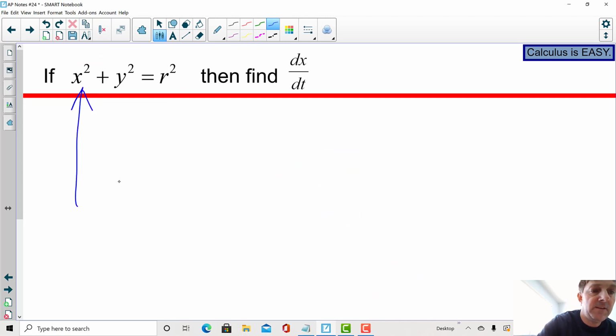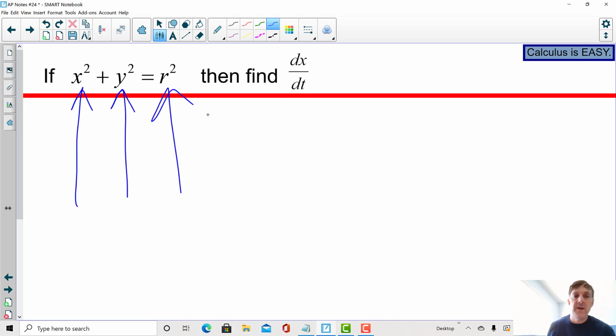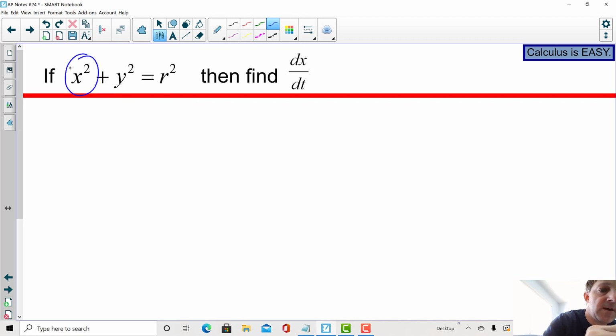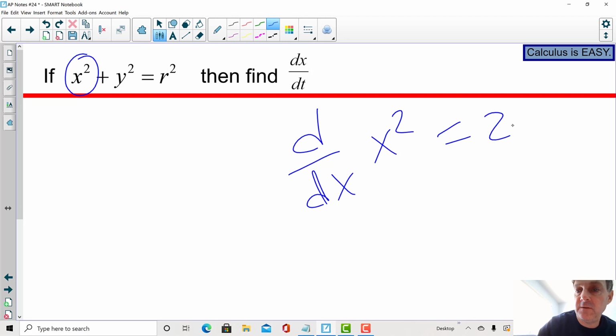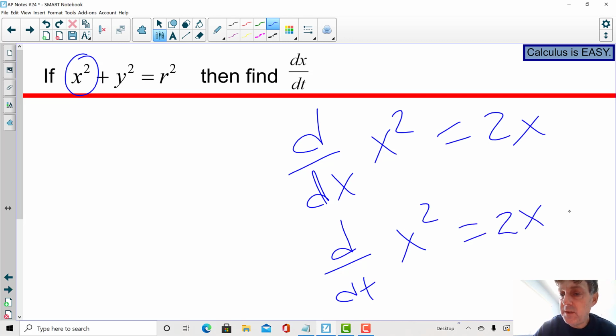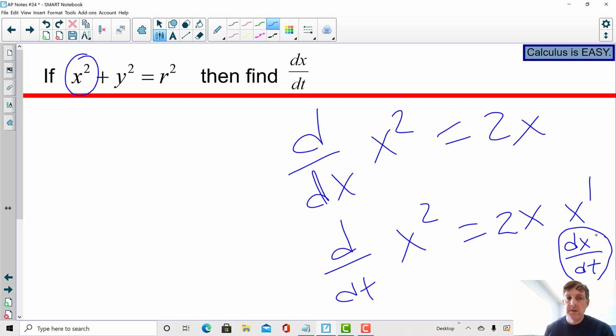Now I want you to notice none of these letters are t. So every time we do the derivative, we're going to have to do the chain rule. And so we're going to get an extra prime. Let me show you what I'm talking about. Normally, when I do d dx of x squared, it's just going to be 2x. But because I'm doing d dt of x squared, I'm going to get 2x, but then I'm going to get an x prime piece. And that x prime is really dx dt. It's another way of writing it. So it's not going to equal 1.